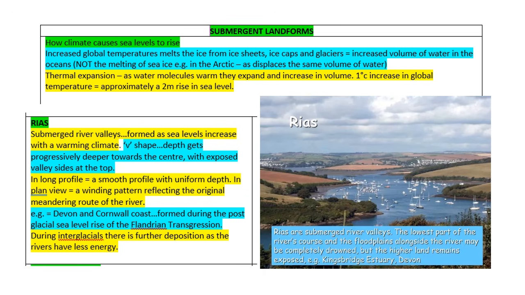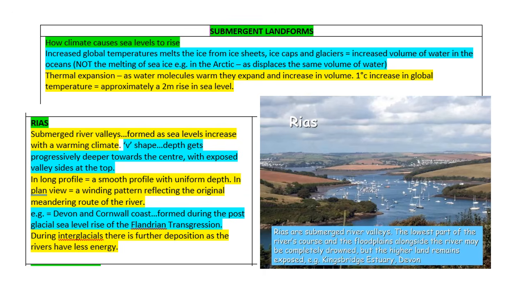Then you've got your submergent landforms, and these happen when sea levels rise during interglacial periods. So as temperatures rise, the ice from the ice sheets, the ice caps, the glaciers melts. That increases the volume of water in the oceans. We also have thermal expansion. As the water molecules warm, they expand and increase in volume. So a 1 degree rise in global temperature will lead to a 2 metre rise in sea level.